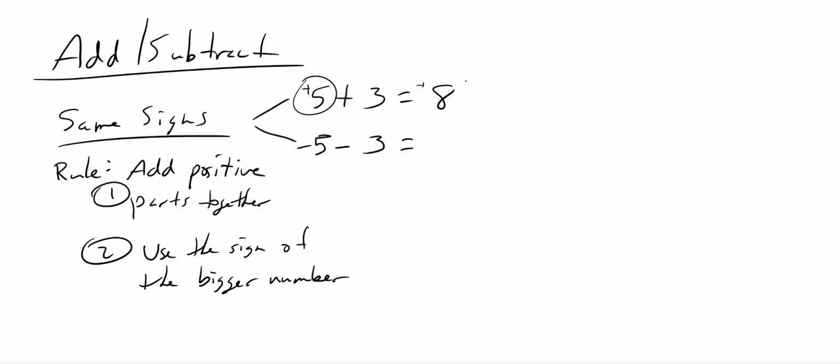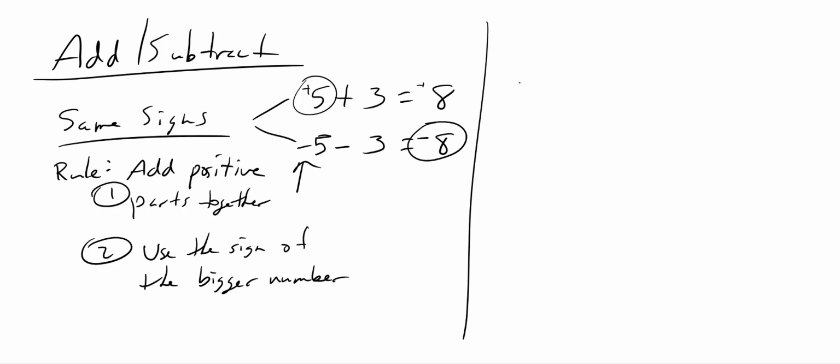Okay, for the second one, it's the same thing. You add the positive parts together. So 5 plus 3 is 8. And what's the sign of the bigger number? Well, of course, it's negative. So the answer to this problem is negative 8. It's that easy. Okay? Super easy.